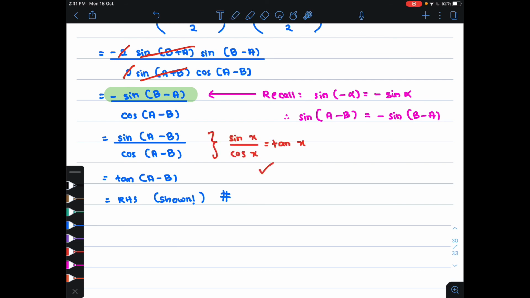So let's recall, if sine x divided by cos x, that will give you tan x. This is correct because the angle is the same. That's why we can change it to become tan. But if you have sine x divided by cos 2x, here the angles are not the same, therefore you cannot change it to become tan. This is wrong because the angles are not the same. So that is how you prove for this question.